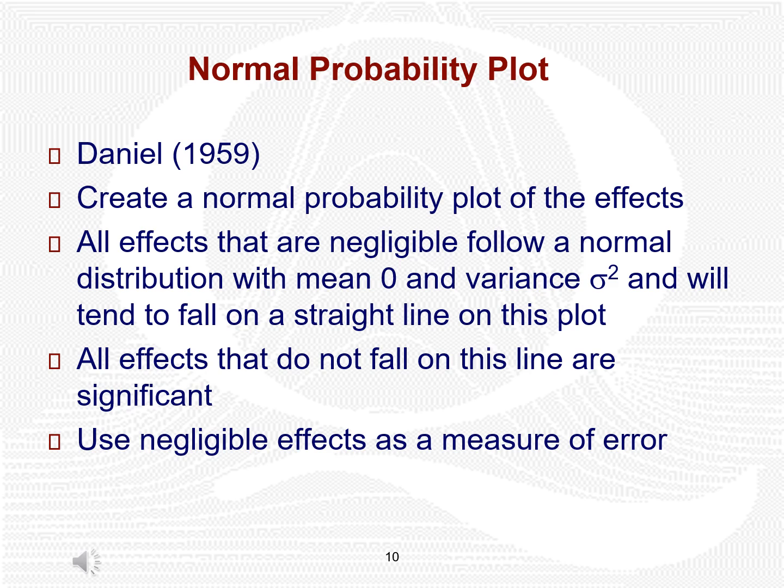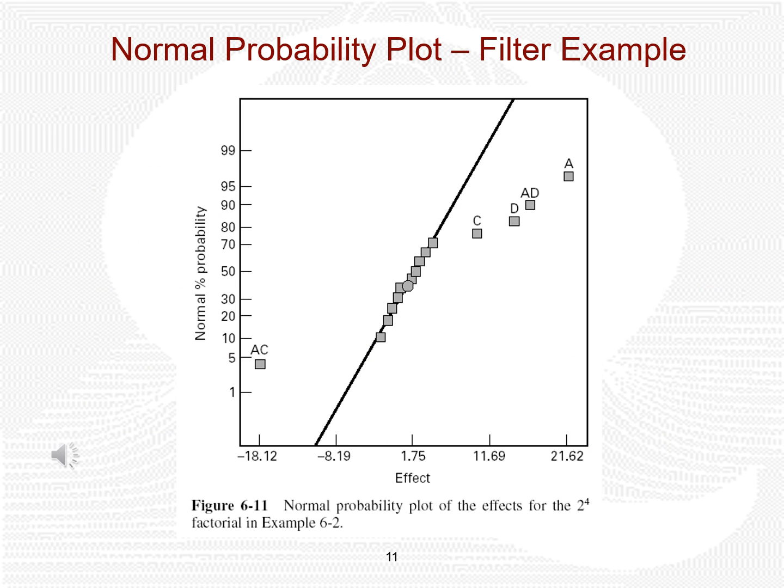So, in this case, the points should look well behaved if plotted on a normal probability plot. The effects that occur far away from the line are deemed real. Realize that these plots are subjective. The effects that are on the line are most likely not real and can be used to get an estimate of error.